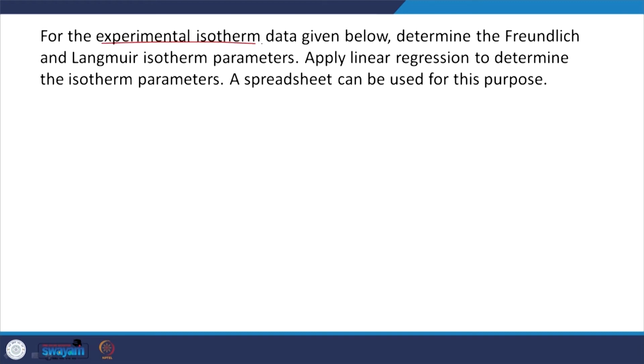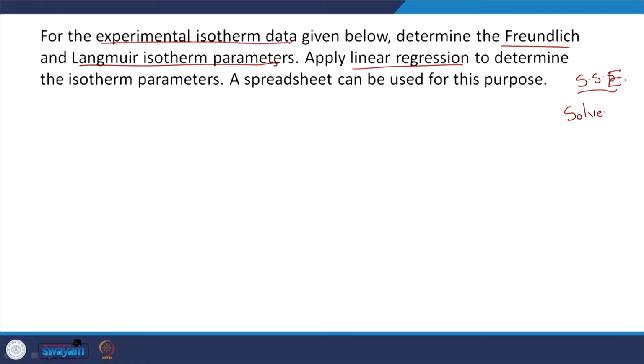We have some experimental isotherm data. Determine the Freundlich and Langmuir isotherm parameters. First, I want to find the parameters and then apply linear regression. Linear regression, I told you how to go about it, typically looking at sum of squared errors. You can do this in Excel by setting the cells and calculating the sum of squared errors and minimizing the sum of squared errors by using a tool called Solver, right? This will let you change a particular cell to either 0 or to minimum or to maximum, right? While changing this particular cell, how will you change this to come to 0, minimum or maximum? By changing another cell, right?